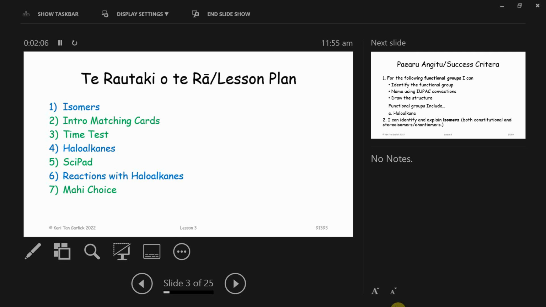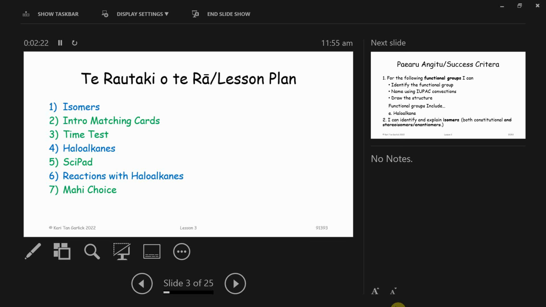Then you guys will have a chance to do some practice. Then I'll start going on to the haloalkanes. You guys will have a chance to do some more practice. And then we will start talking about the reactions so we can think about the flow chart. And then we'll wrap up with the Mahi choice.